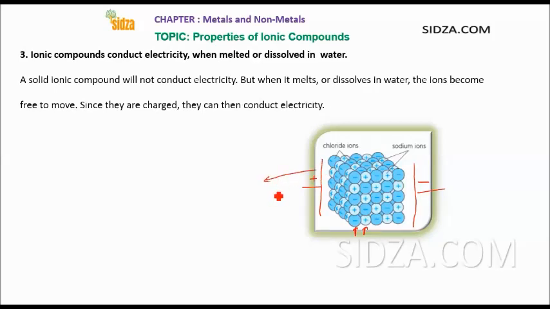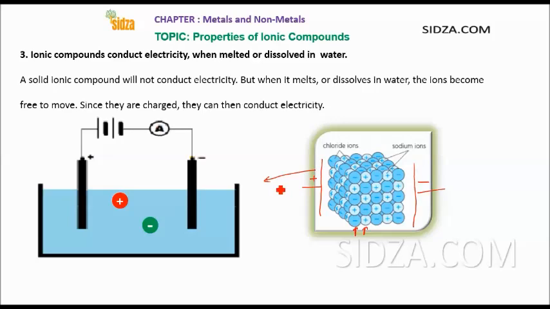If you dissolve the same compound in water, we have just learned that in aqueous solution, ions are free, they are separated, there is not much force of attraction between the oppositely charged ions. And now if you apply a potential difference in the aqueous solution, these ions, here is the cation, here is an anion, start moving towards the oppositely charged electrodes.